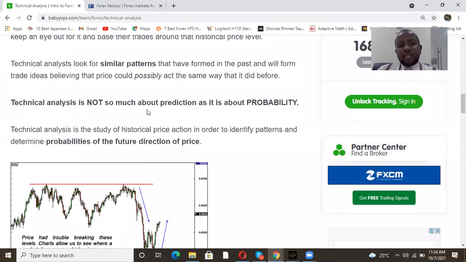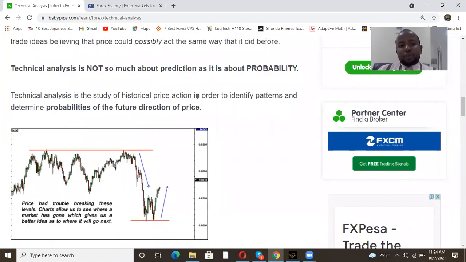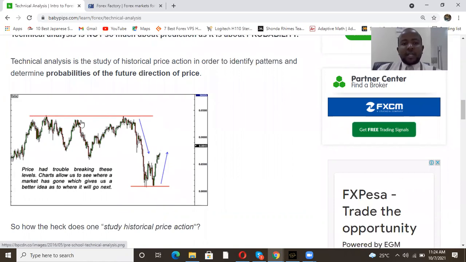We are looking at technical analysis, not more of prediction, but more of probability. Technical analysis is the study of historical price action in order to identify patterns and determine probabilities of the future direction of price. So you can see this level, this red line, was acting as our resistance, because you see price goes up, goes down, goes up, touches a little bit, consolidates, goes down, goes up again, almost touches, didn't, goes down. But then the moment it touched again, the price was tested twice. Then you can see it fell down, then went up, down. It was tested again twice. So most likely price was going up.